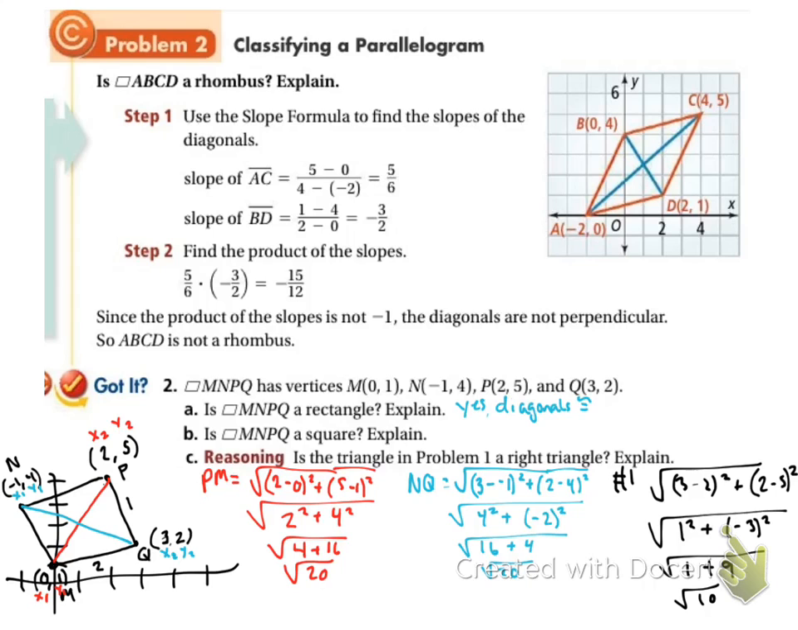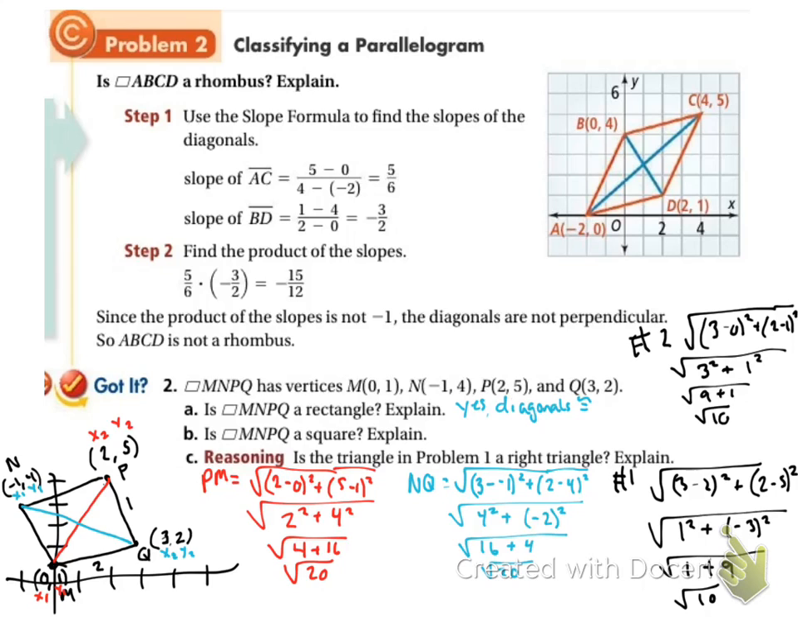So now we'll do the next side. Let's do this one, 2. So we'll do number 2 up here. We get the square root of 3 minus 0 squared plus 2 minus 1 squared. So that's the square root of 3 squared plus 1 squared, which is the square root of 9 plus 1, which is the square root of 10. So we've got two sides congruent so far, right?